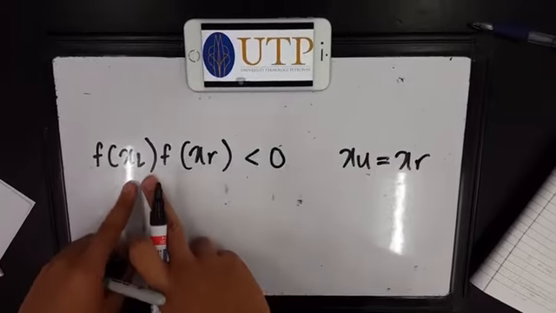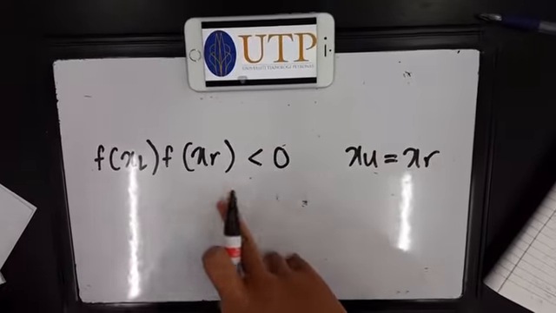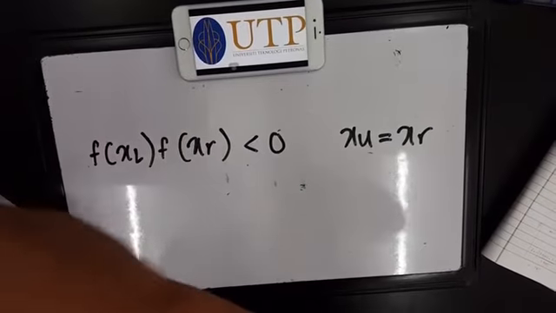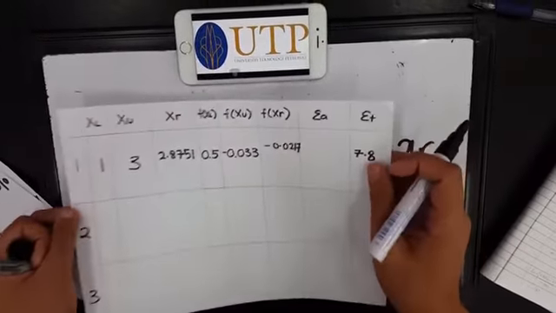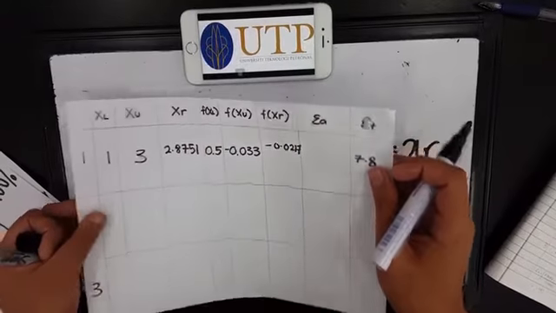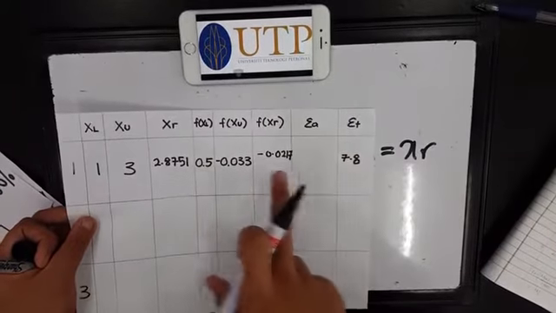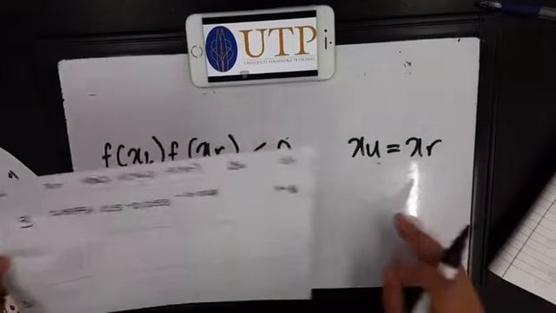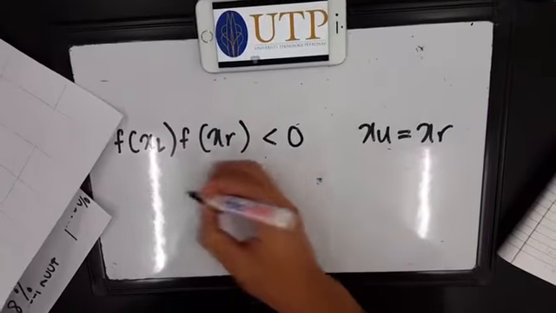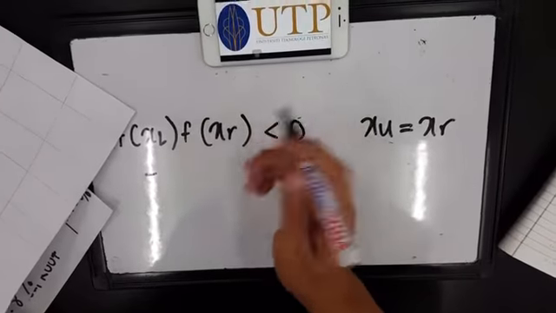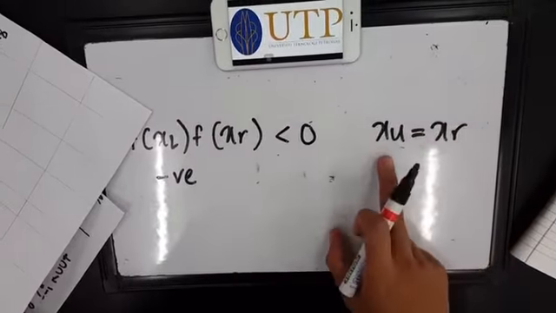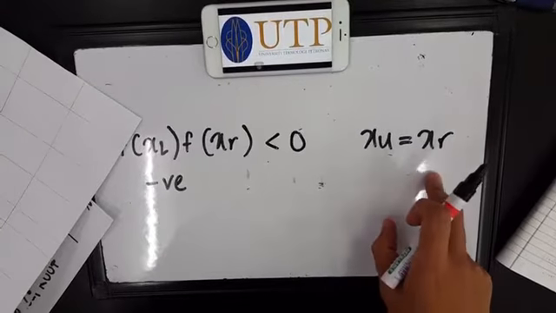Now, here are the values for FXR and FXL. Once we calculate 0.5 times negative 0.0217, for sure we get a negative value, and so we also need to set XU equal to XR.